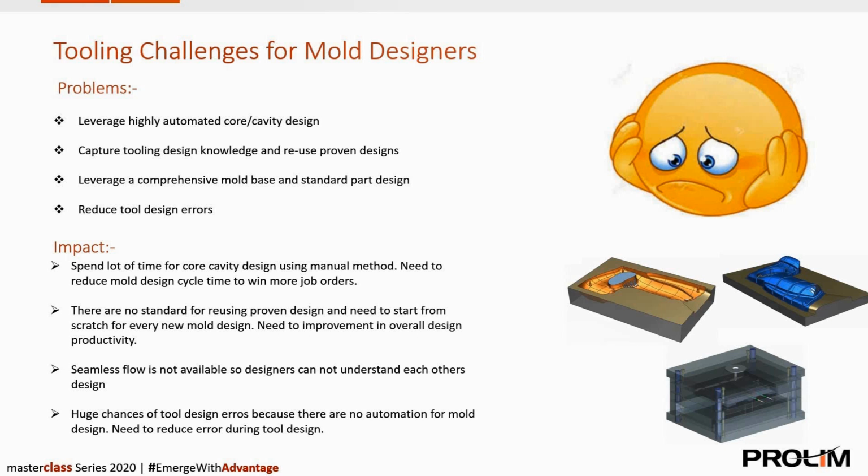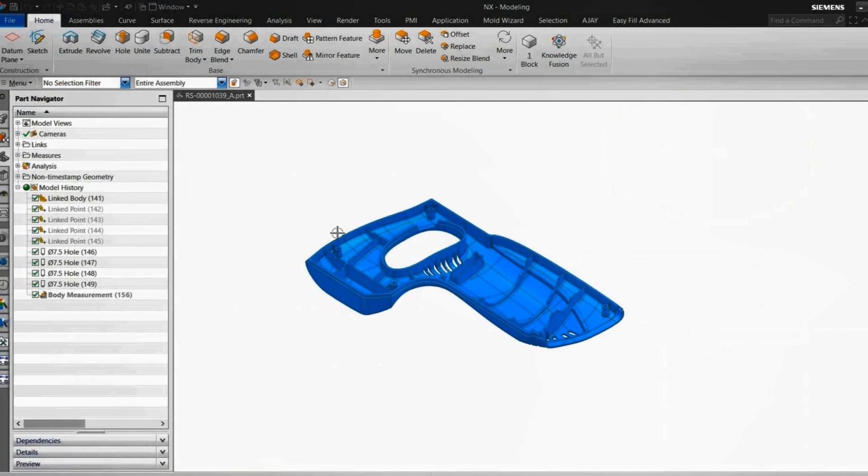The impact of these problems: designers spend a lot of time on core and cavity design using manual methods. There is no standard for using proven designs, so they need to start from scratch for every new mold design. Seamless flow is not available, so designers cannot understand each other's designs. There are huge chances of tool design errors because there is no automation for mold design.